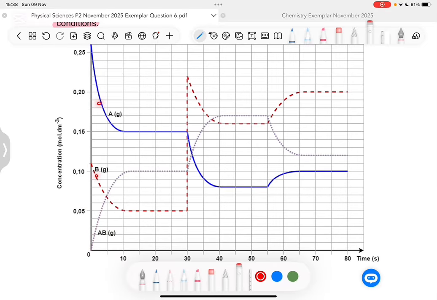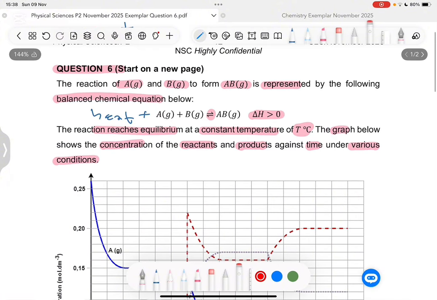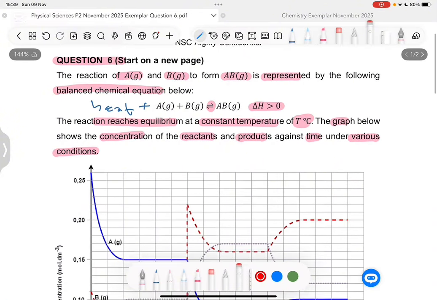That means now A and B are actually reacting to form AB. So that means they will decrease in concentration. So when they decrease in their concentration, we see an increase in the concentration of the product. So this means that these two, as they react, they get used up, so they get smaller, and AB starts emerging. It comes out as a product.